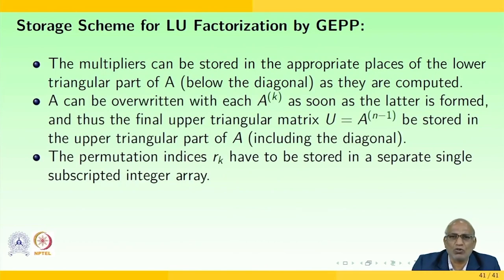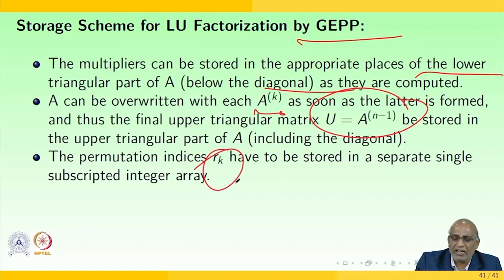When you come to the storage scheme for LU factorization using Gaussian elimination with partial pivoting, the multipliers can be stored in the appropriate places of the lower triangular part of A as they are computed. A can be overwritten with Ak as soon as the latter is formed, and thus the final upper triangular matrix U, which is A of n minus 1, is stored. The permutation indices have to be stored in a separate single-subscript integer array so that it can be updated.